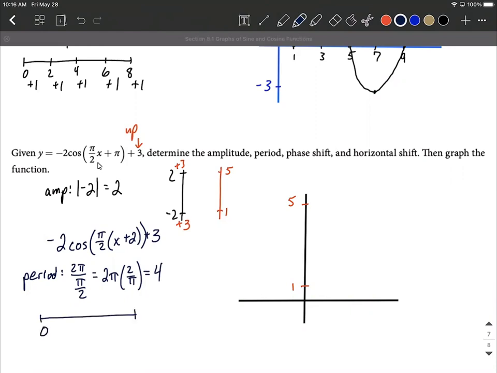So 0 to 4. And again, I'm going to include some inner labels here. Halfway in between is going to be 2. Halfway in between there is 1. And between 2 and 4 makes 3. So that's applying the change in the period so far for our x value labels. But then we also want to include this horizontal shift, this phase shift. The +2 here is a phase shift that moves everything to the left 2 units. So for each one of these labels, I'm going to subtract 2 from each one of them.